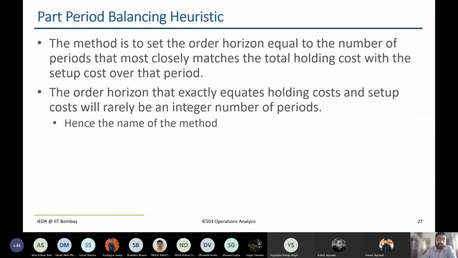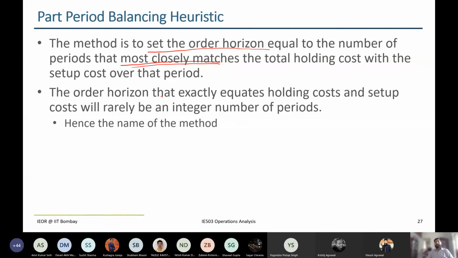So the next heuristic that we are going to see is called the part period balancing heuristic. In this method, the idea is to set the order horizon equal to the number of periods that most closely matches the total holding cost with the setup cost over that period. Again, you just read this description. The method is so heuristic, so non-exact. I need to figure out what is the order horizon, which is equal to the number of periods that most closely matches the total holding cost with the setup cost over that period.